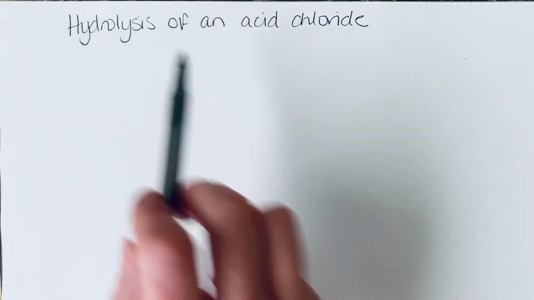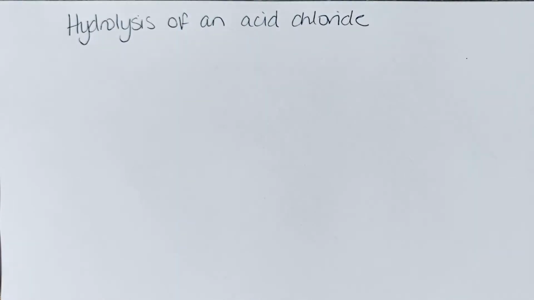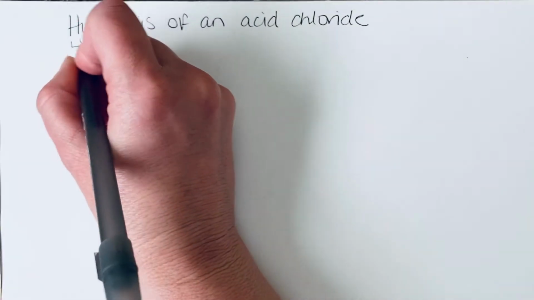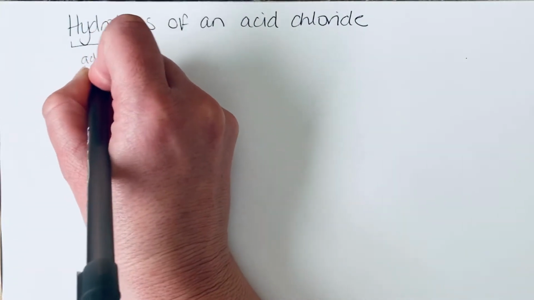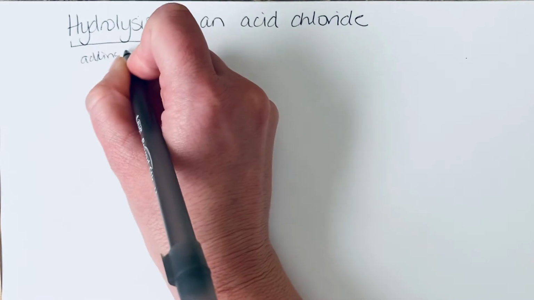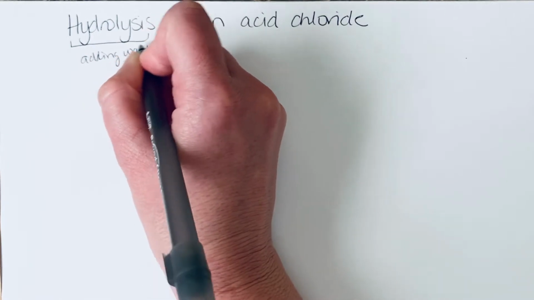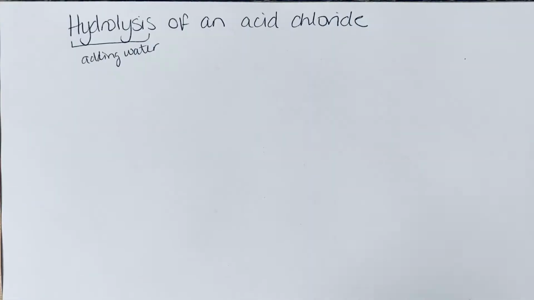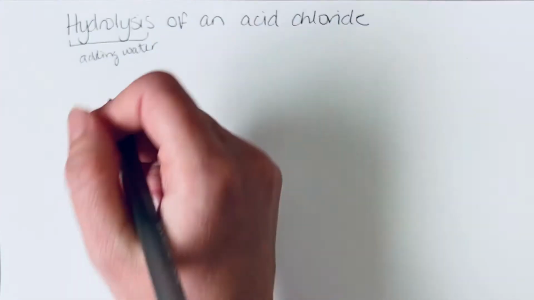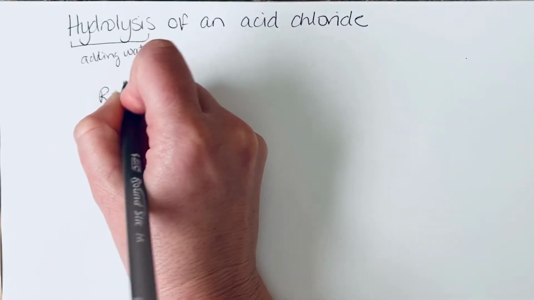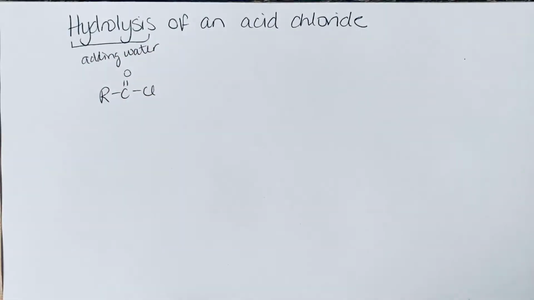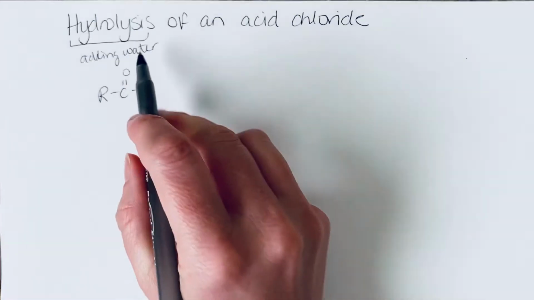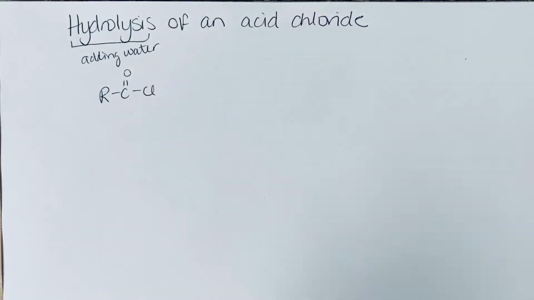In this video, we're going to take a look at the hydrolysis of an acid chloride. Hydrolysis always means adding water and cleaving a bond, right? So hydrolysis of an acid chloride is we're cleaving the bond between the carbon and the chlorine, and we have added water. So all carboxylic acid derivatives, when they are hydrolyzed, form carboxylic acid.